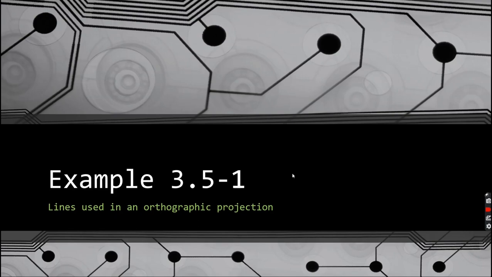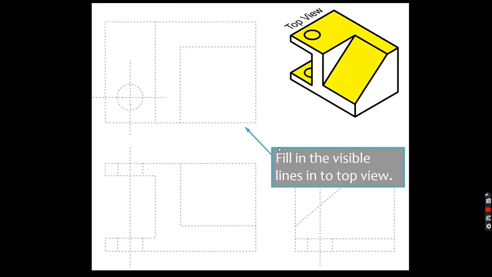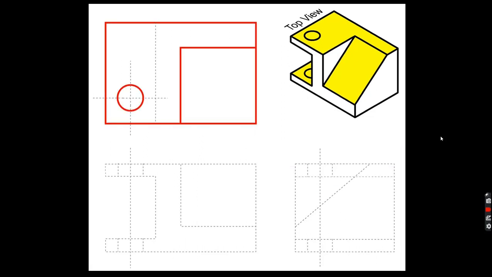Lines used in orthographic projection examples. We can fill in these dotted projections to show what lines we have there. Usually we draw the visible lines first.